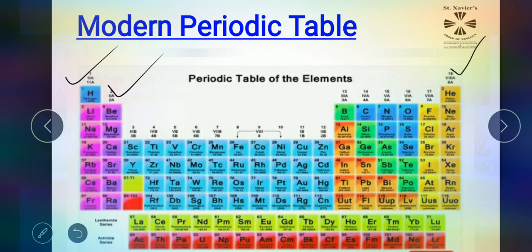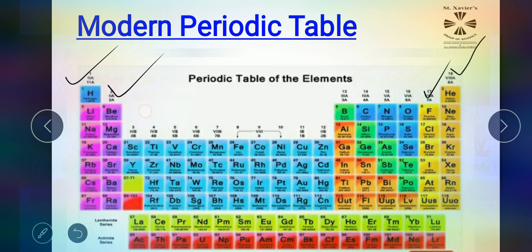When you see group 17, it is called halogen, students. Halogen means salt forming. They form salt when they react with metals. When they react with metal, they form salts. So that's why they are called halogens, students. Halogens means the ones that form salts. So here, group 17 is known as halogen, students.